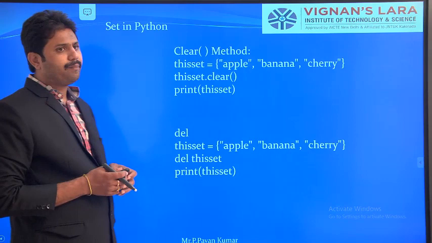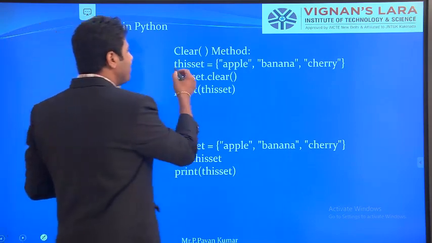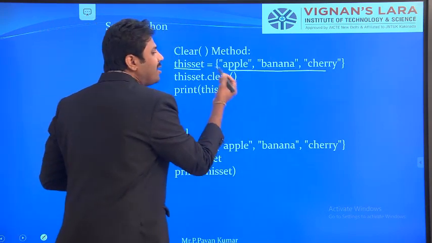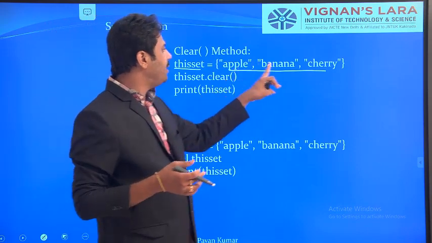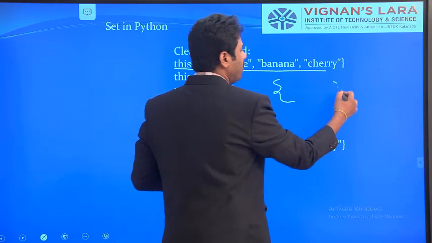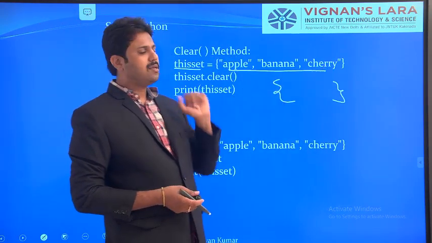Next, clear. What does clear do? For example, I have a set which contains elements like this. This set dot clear. It clears, that means it just makes the set empty. It removes all the elements in the set.